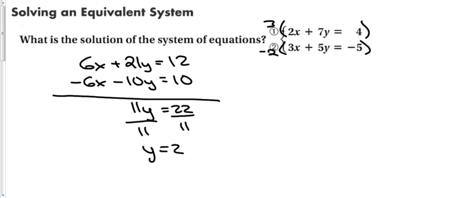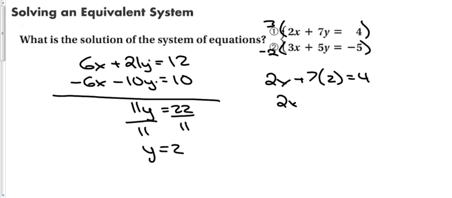Okay. And now that I have y, I can plug it back in to any equation. I could plug it back in there, or back in my original two equations. It doesn't matter. I am going to choose to put it back into the equation that looks the easiest to me, and that is number 1, because it's got all positives and small numbers. So 2x plus 7 times 2 is going to be equal to 4.